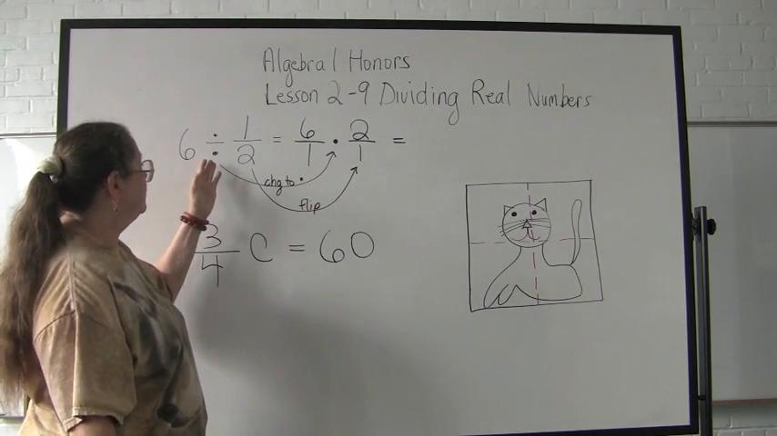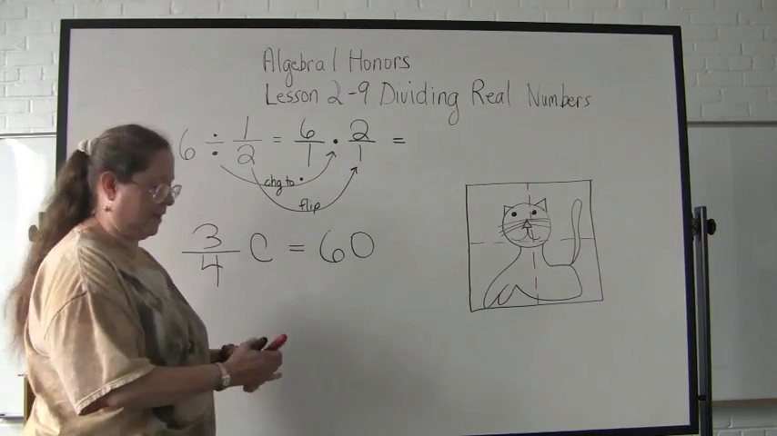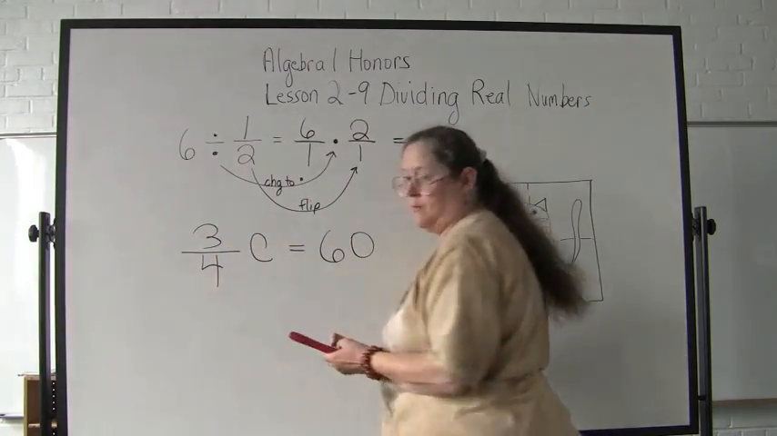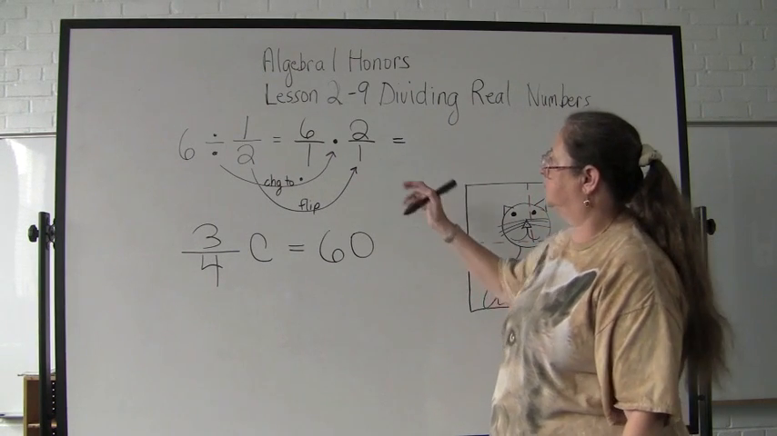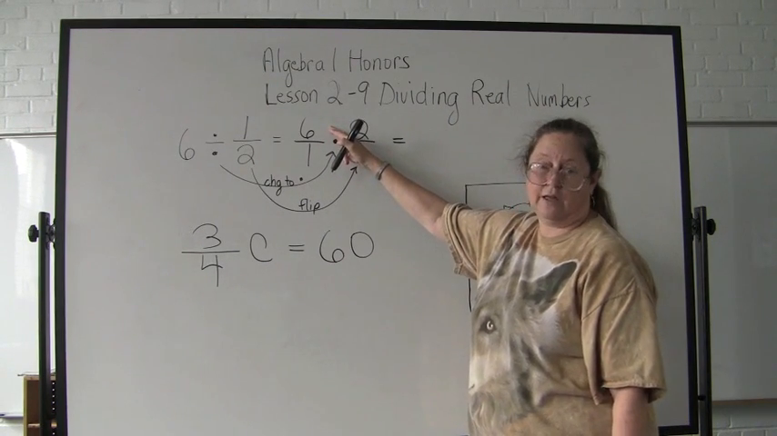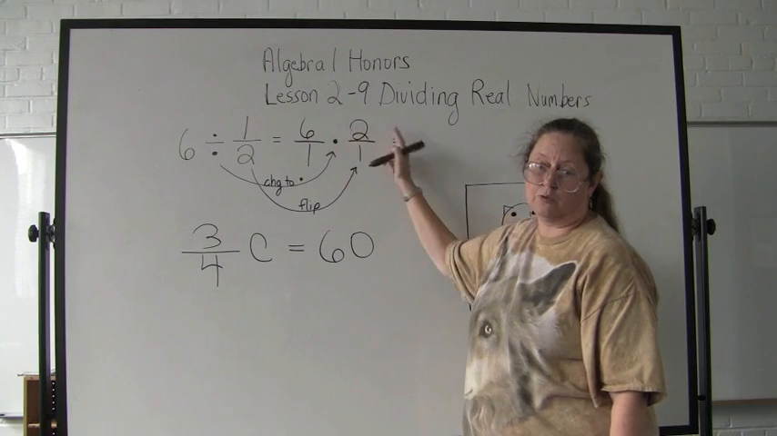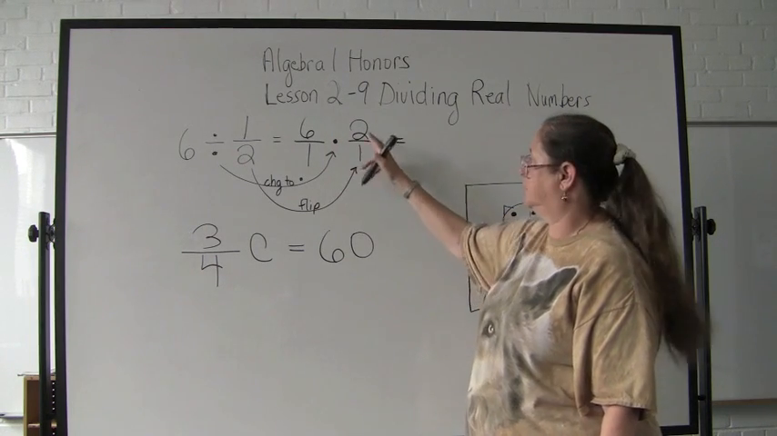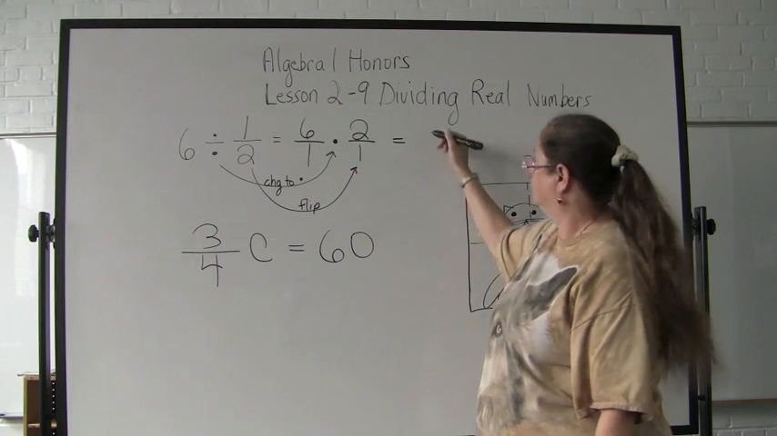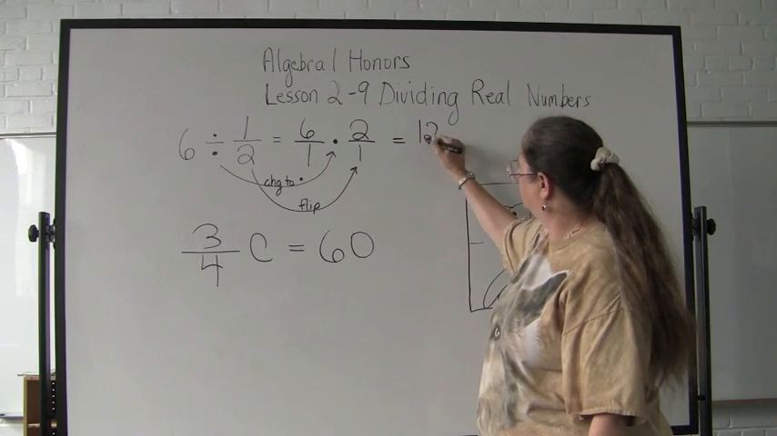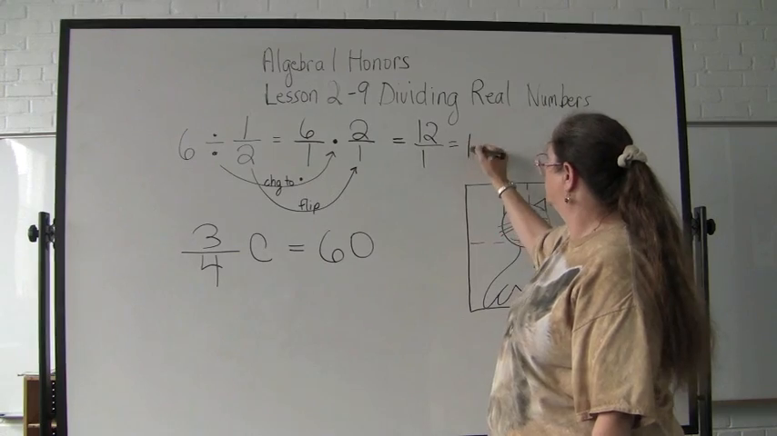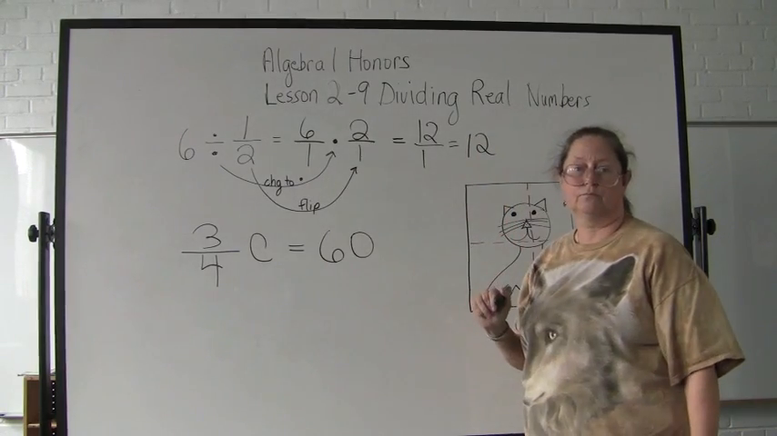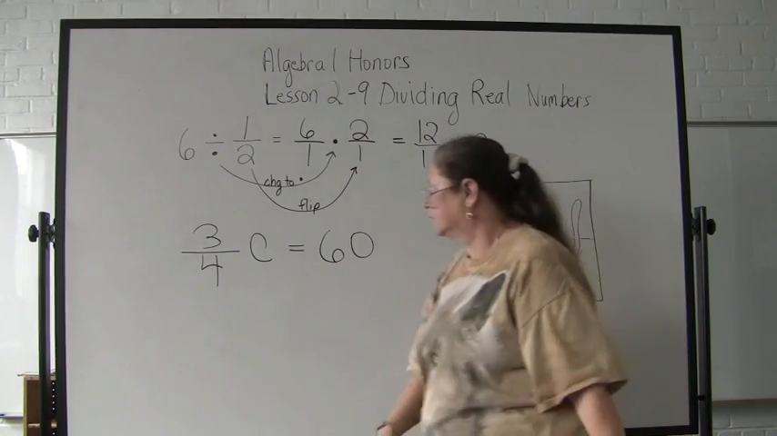So 6 times 2/1, and we remember back in 4th grade or 5th grade when we learned to multiply fractions, we can either cancel as we go or multiply straight across and reduce. Well, there's no canceling to be done here. We go straight across on the top, we get 12, straight across on the bottom, we get 1, and 12/1 is the same thing as 12. Okay? Let's do one more.